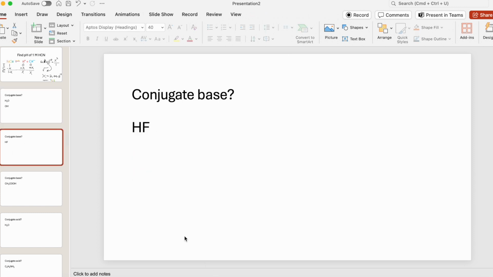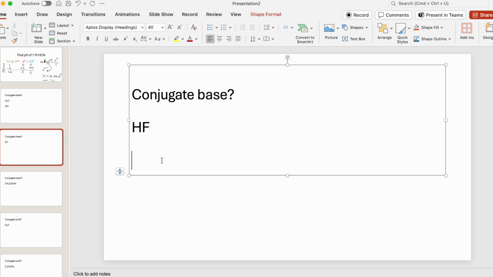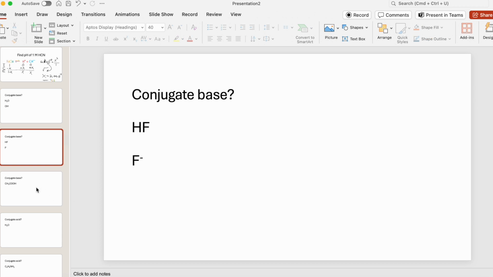Let's do this one. So HF, I take away an H to get my conjugate base. F minus. There you go. So this is the conjugate base for HF.